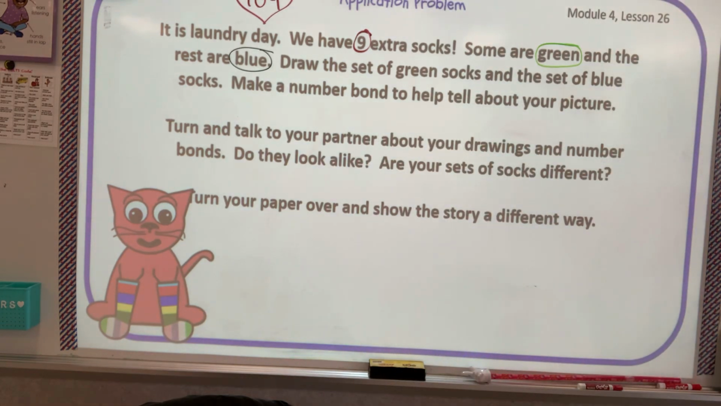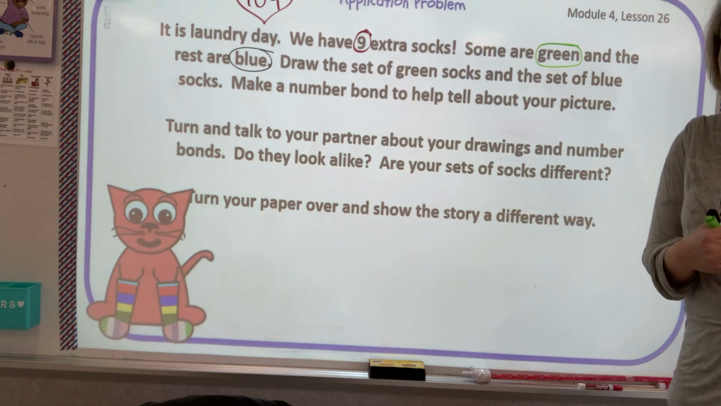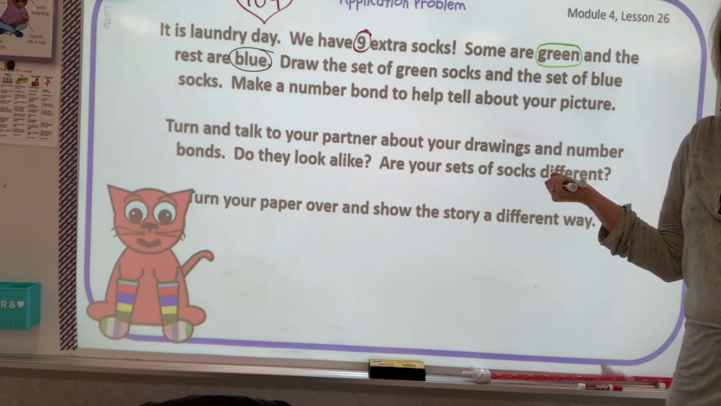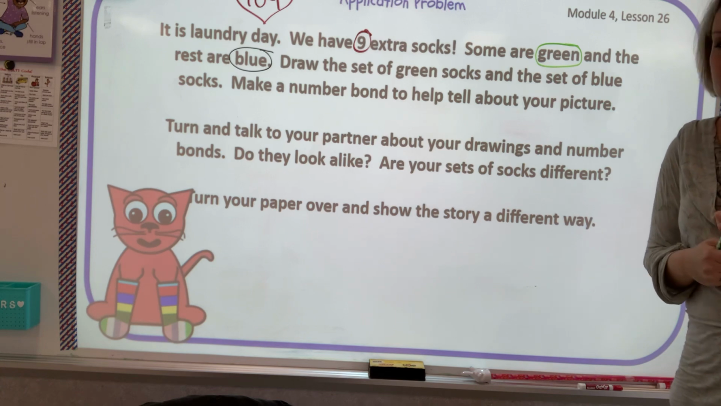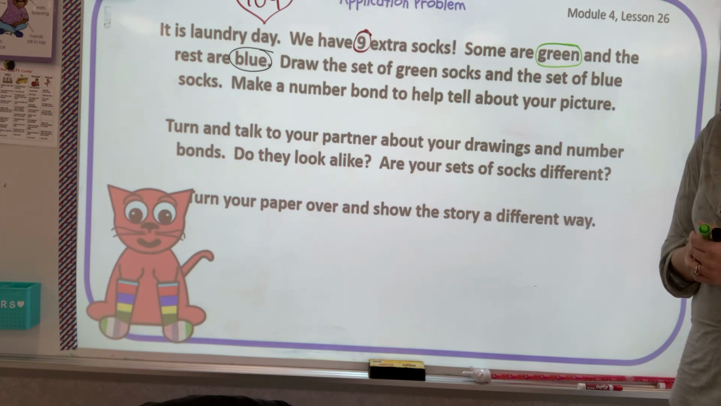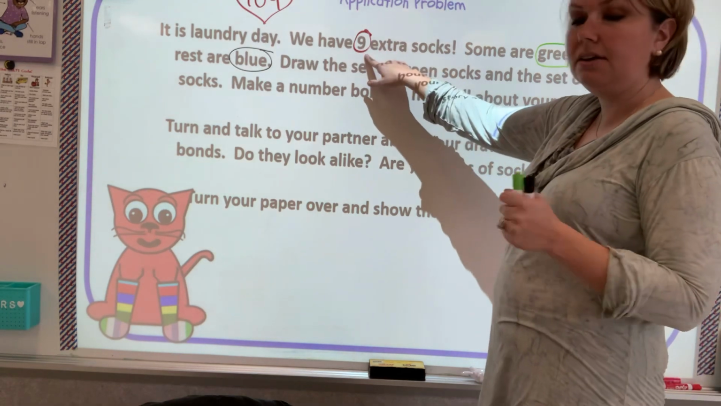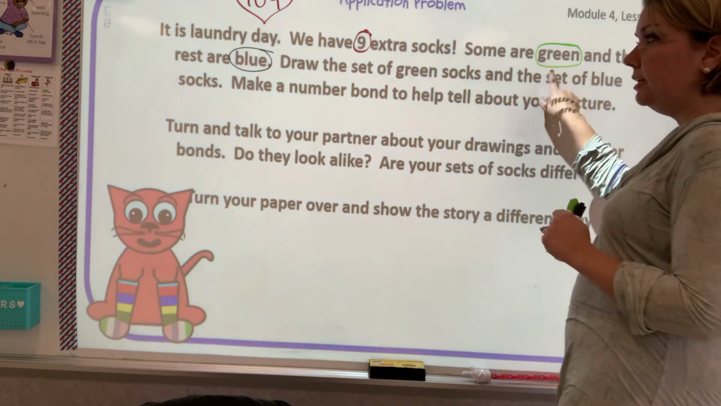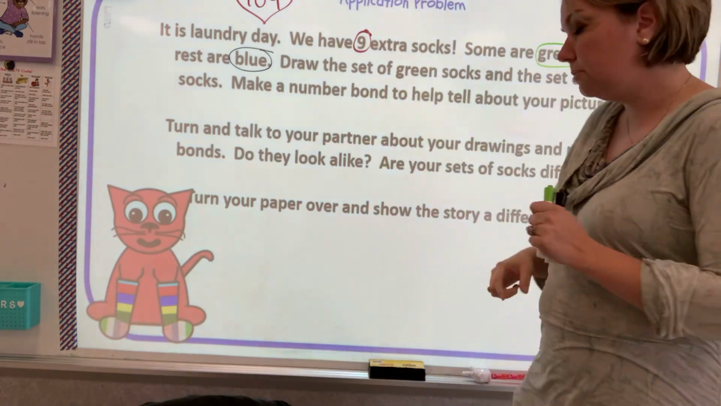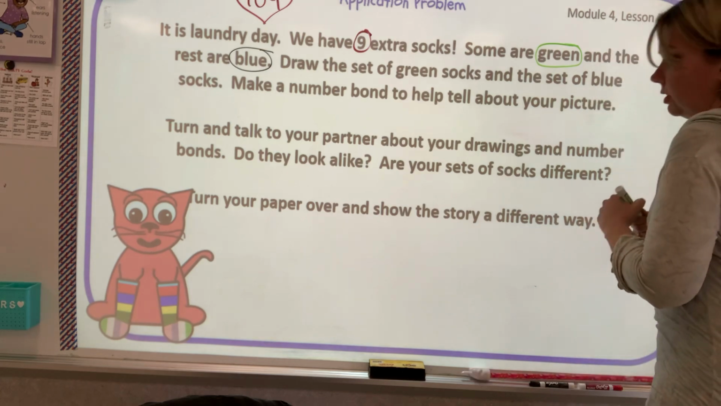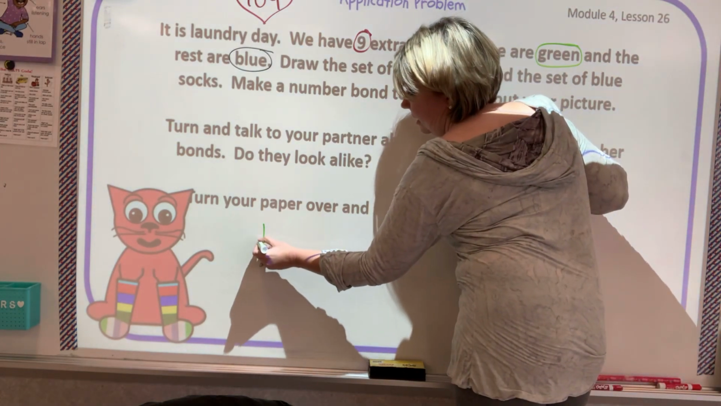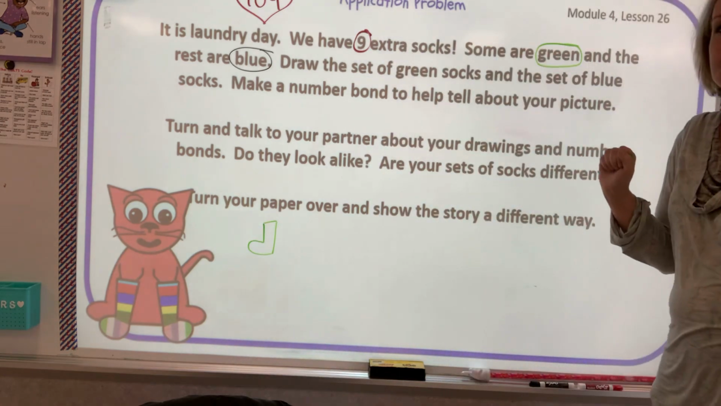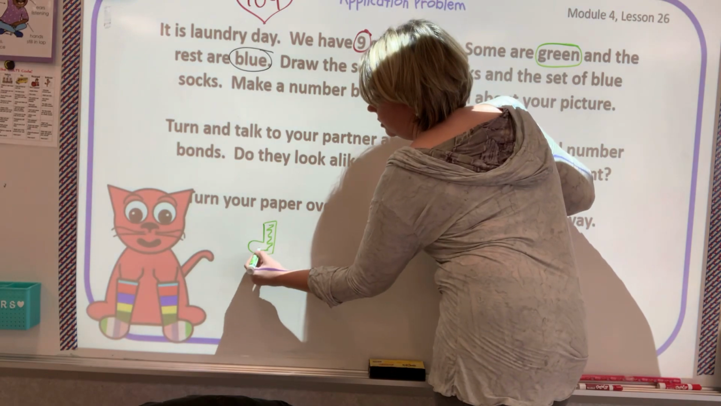Draw a set of green socks and a set of blue socks. I can do that, but wait a minute. How do I know how many socks to draw? Who can tell me? How do we know how many socks to draw? Nicole? Maybe I can draw 9. Okay, so they have 9. Hold on, Nicole, thank you. We have 9 socks. So I need to draw 9 socks and make some green and some blue. Do that now on your paper. When I draw a sock, I draw it like this. I kind of just do like that. And I can shade it in a little bit.